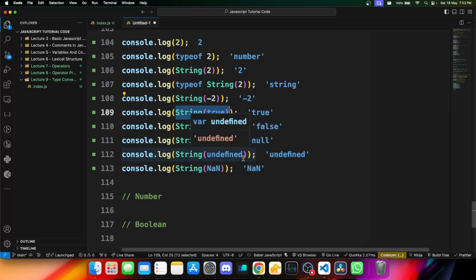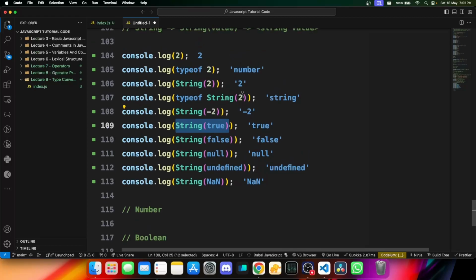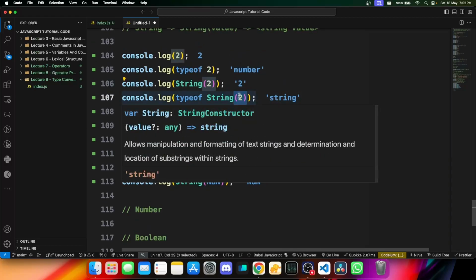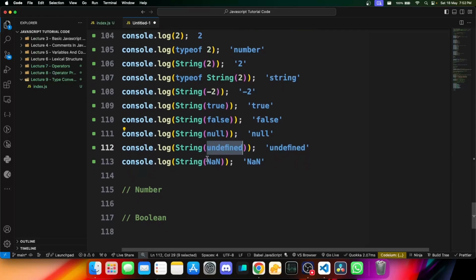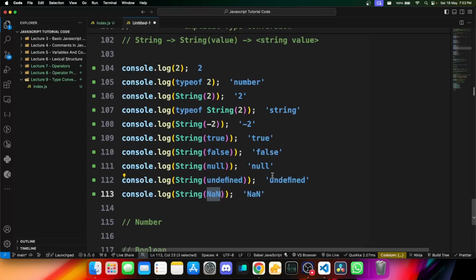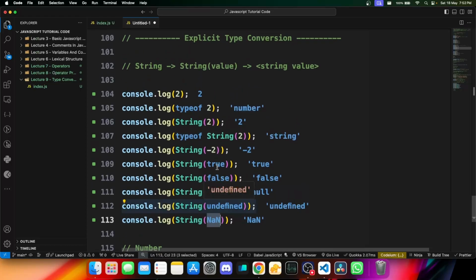So actually, String is very easy. Whatever value you're passing inside the String parentheses would just get inside a string directly as it is. For example, here true goes as it is inside the string, false goes as it is inside the string, null goes as it is inside the string. Undefined also goes as it is inside the string. Even NaN goes as it is inside the string. So that's how easy it is to convert a data type into string. You don't need to remember too much over here. If you explicitly convert a value into string, that would just become the same value, but inside a string.